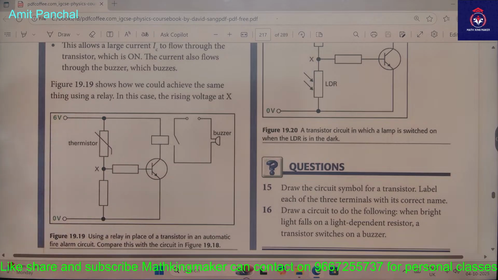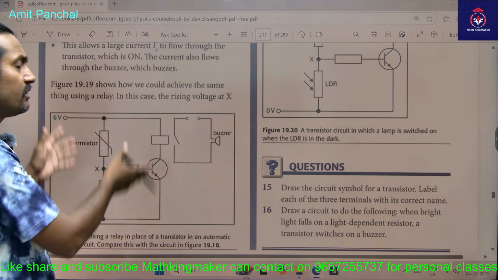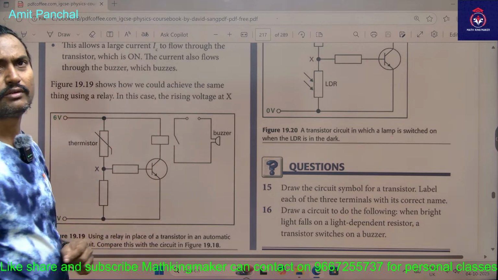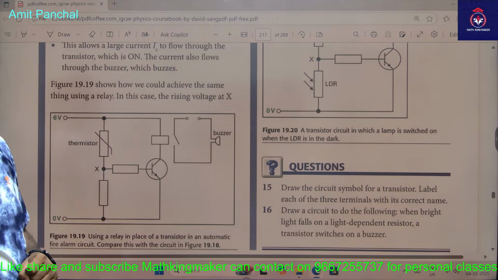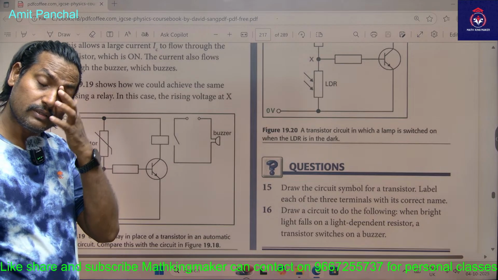The relay safely turns on the other circuit, because the voltage is too high for us to handle. That is what a relay does. We can alternatively use a relay here, but the best thing is using a transistor, because a relay is used whenever you have very high voltage to operate.